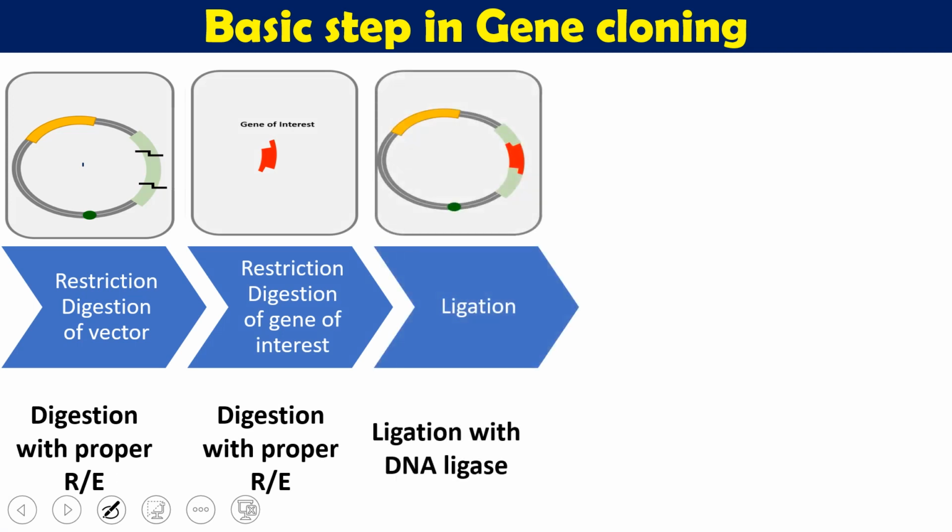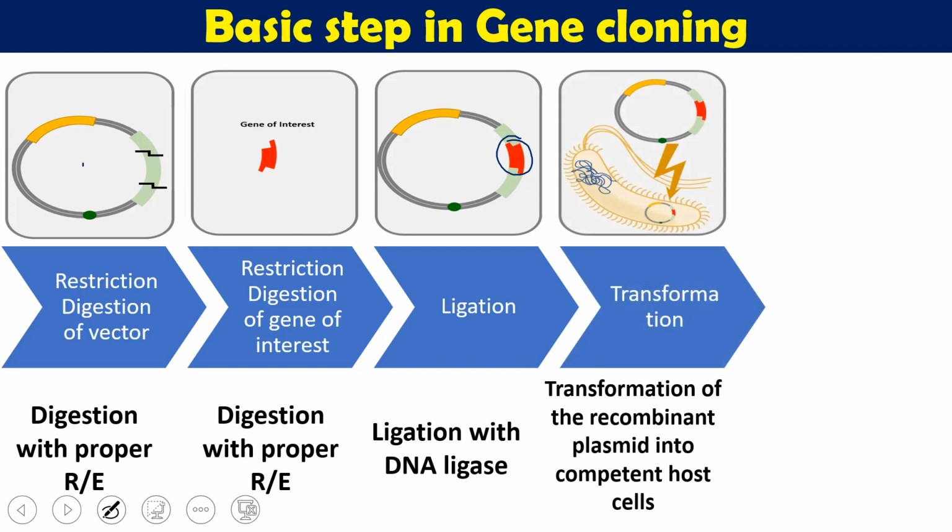Once we have the digested vector as well as the gene of interest, we are going to ligate both of these together. So we are going to have a recombinant vector on which the gene of interest is already loaded. This is called the ligation step, where the ligase enzyme is going to ligate it. After ligation, transformation has to occur.